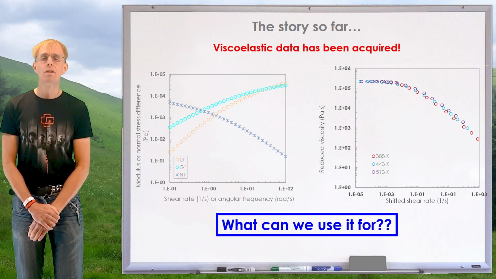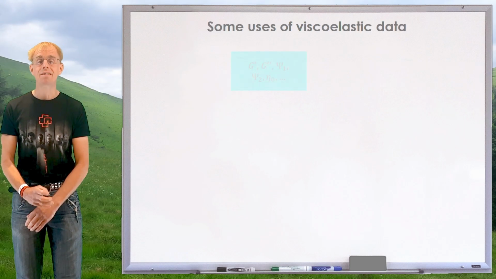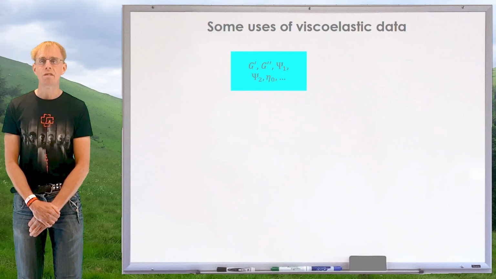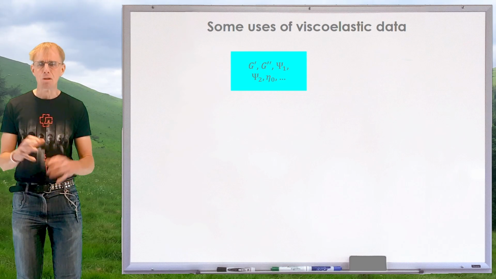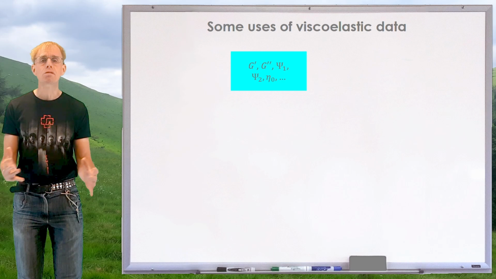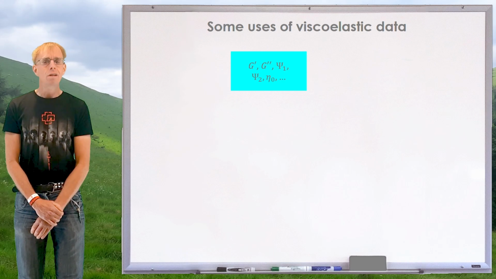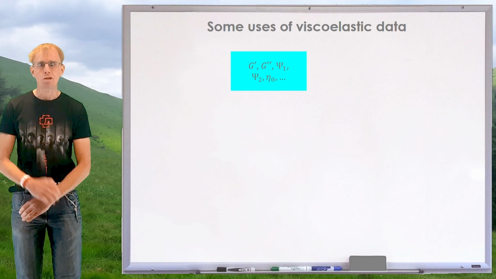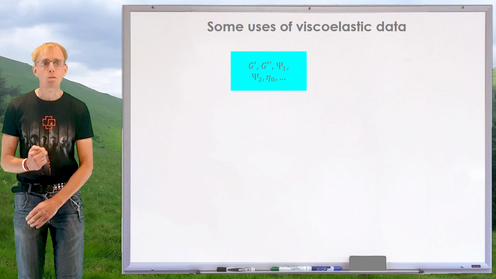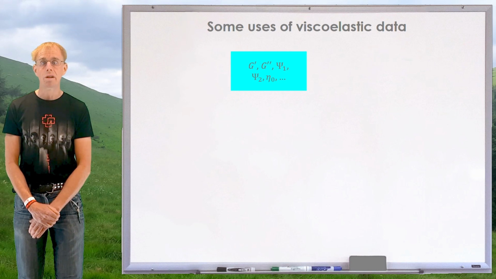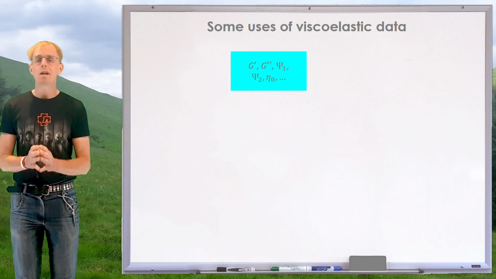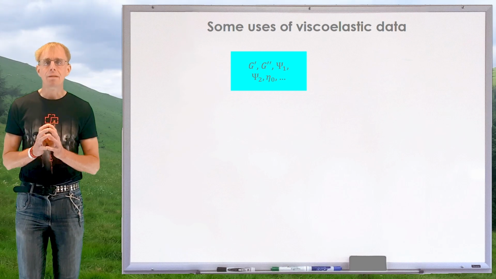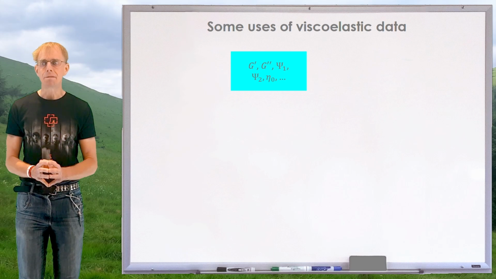So let's have a little look at that before we start digging into the detail of the constitutive equations in their own right. Here on the whiteboard, I've put a blue box, and in that blue box, I've put some arbitrary viscoelastic parameters. The elastic modulus G', the viscous modulus G double prime, maybe my first normal stress coefficient, psi1, maybe a second normal stress coefficient, psi2, and apparent shear viscosity eta0. Okay, fine. So we've gone to some trouble to actually obtain these data.